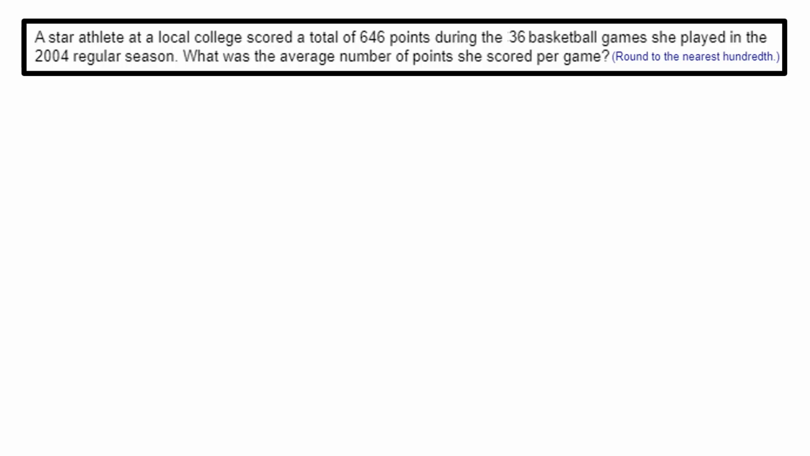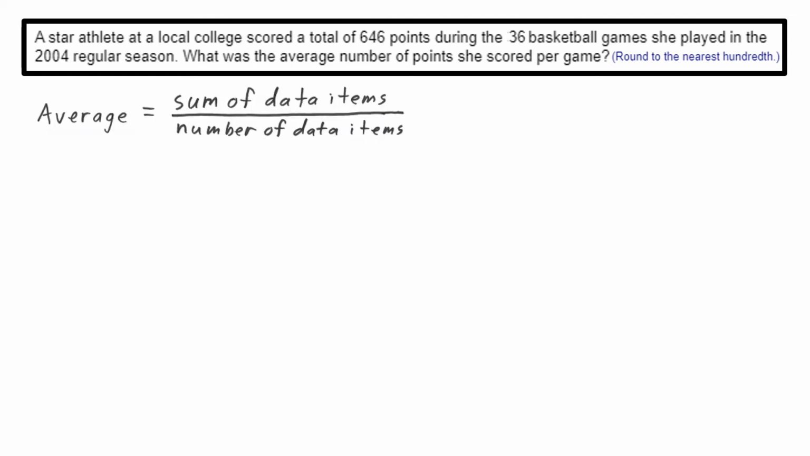A star athlete at a local college scored a total of 646 points during the 36 basketball games she played in the 2004 regular season. What was the average number of points she scored per game? The formula that we can use to find an average is to take the sum of all the data items and divide it by the number of data items.